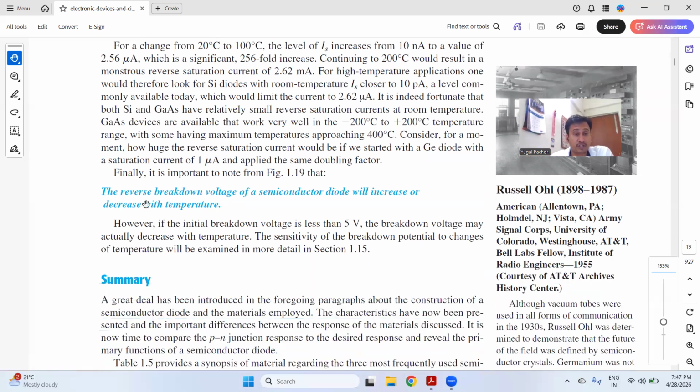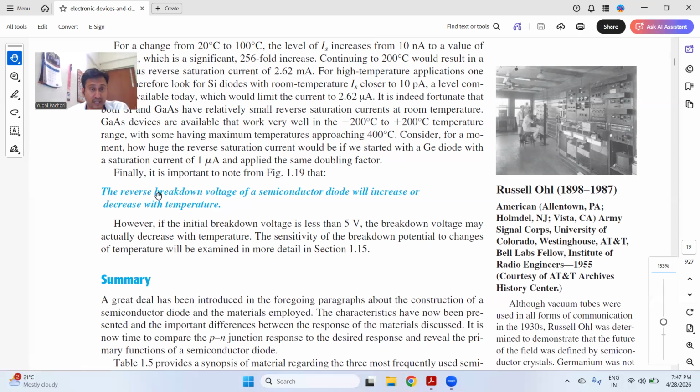Now, another point: the reverse breakdown voltage of a semiconductor diode will increase or decrease with the temperature. So the effect of temperature is also on the breakdown. If the temperature is increased, the breakdown will happen earlier. If the temperature is decreased, the breakdown will happen after higher voltages. So there is an effect of temperature on the breakdown condition as well.